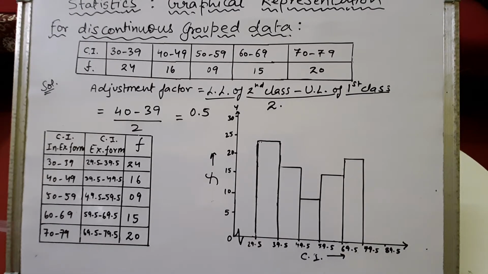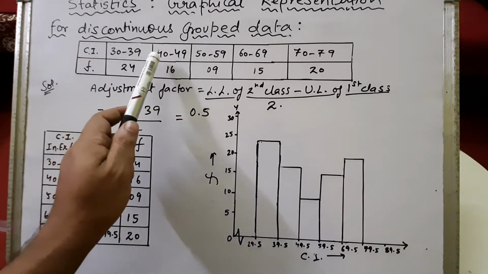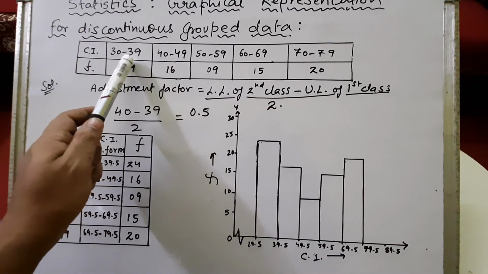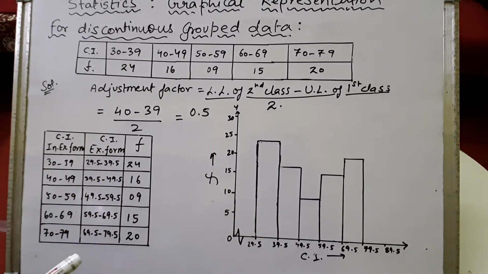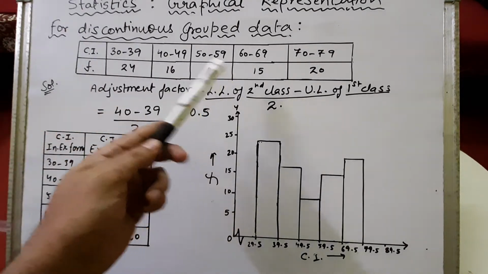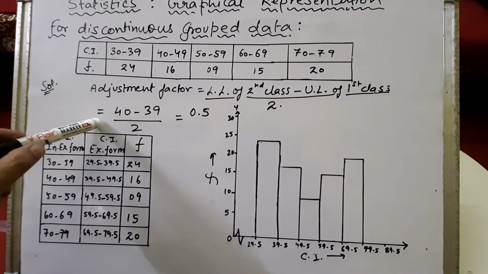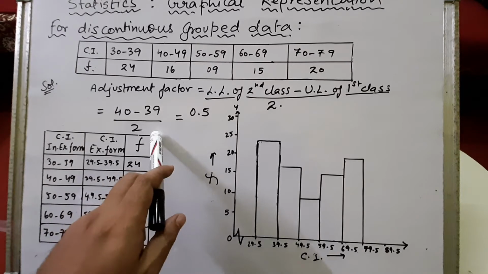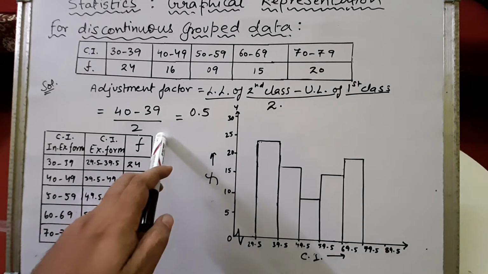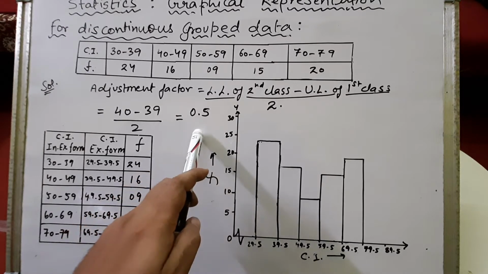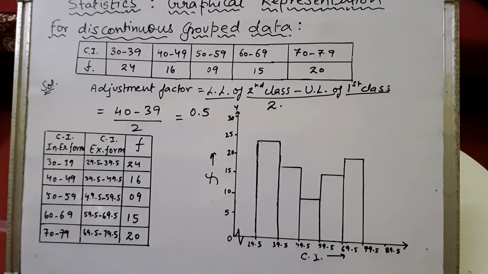Suppose the lower limit of the second class is 40 and the upper limit of the first class is 39. Every time it's the same class width, so we'll take only one adjustment factor. So it will be 40 minus 39 upon 2, right? Lower limit of second class minus upper limit of first class, upon 2, that will be 0.5.